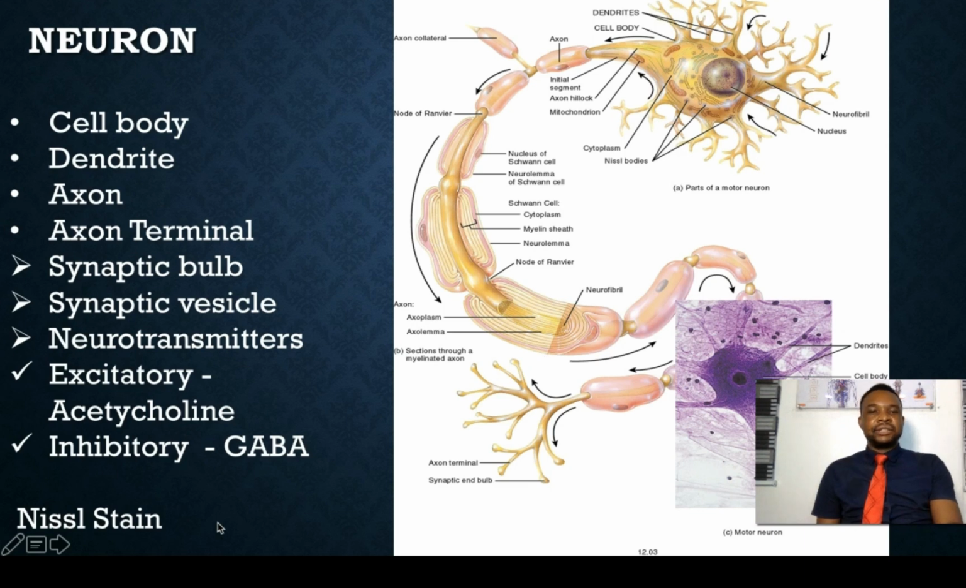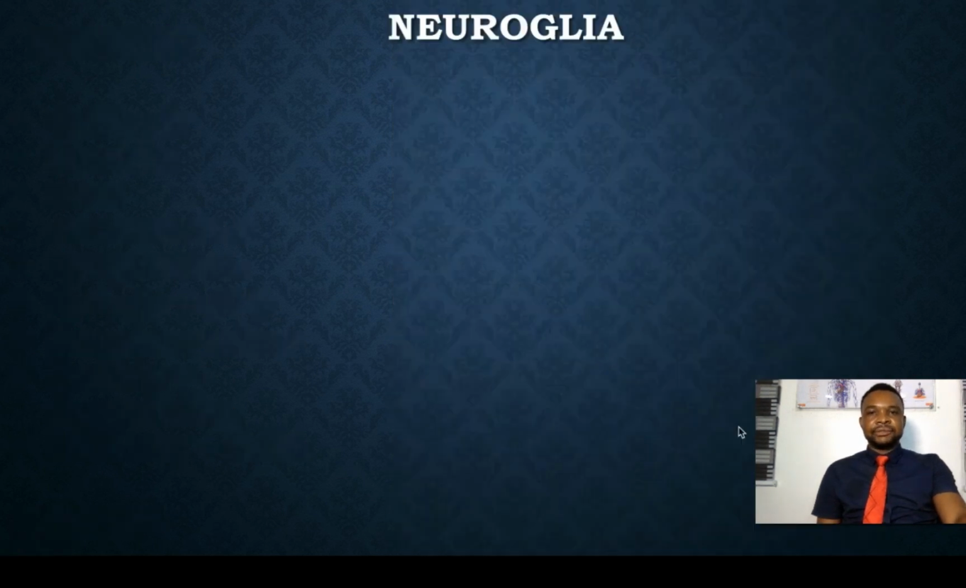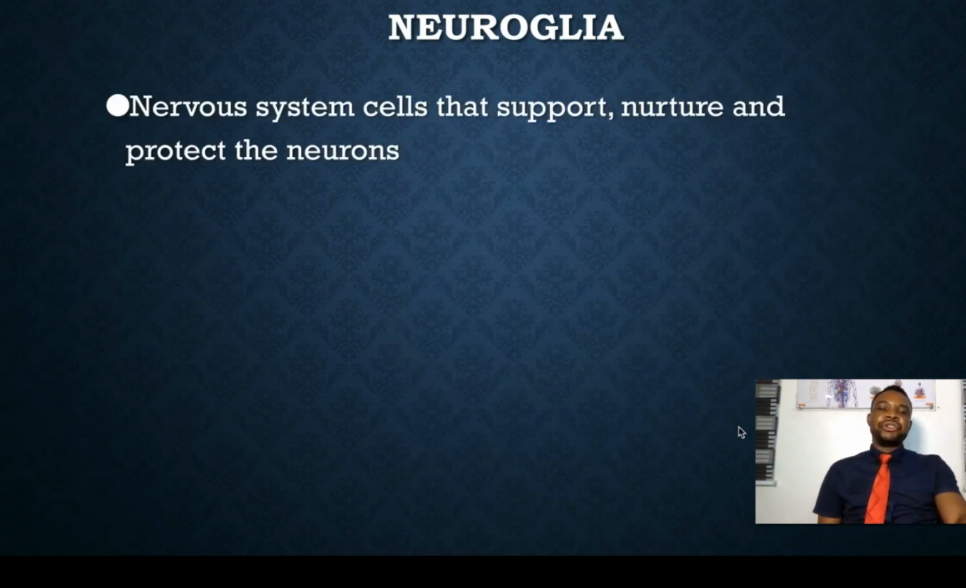Now, if you do histology of the neuron using Nissl stain, this is what you will see. Nissl stain ensures that we see the structure of the neuron in a histological state. Now, the second cells found in the nervous system are called neuroglia or glia cells. They are supporting cells; they support, nurture, as well as protect the neurons.